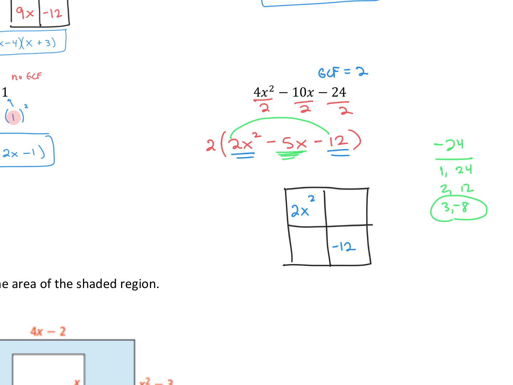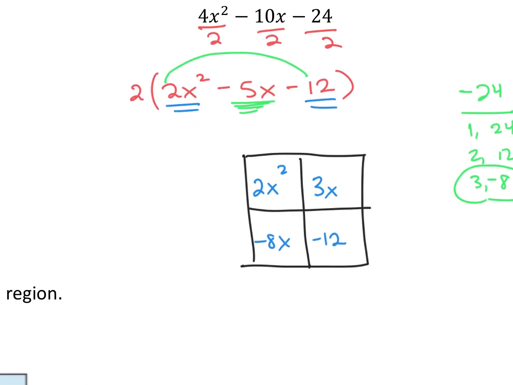All right, so we're going to fill in our box with a 3x and a negative 8x. And now we're just going to factor out a GCF from each row and each column. So 2x squared plus 3x, the only thing that this row has in common is an x. Leading term was positive, so positive GCF.